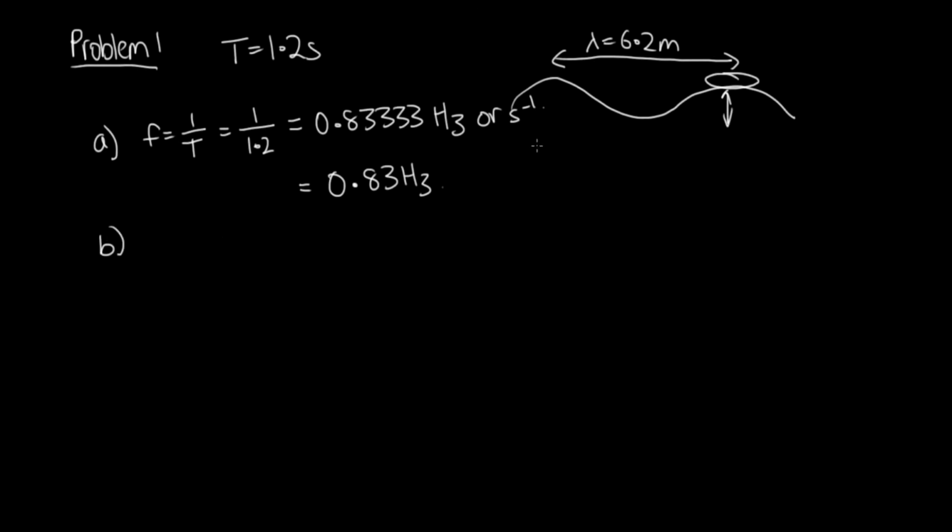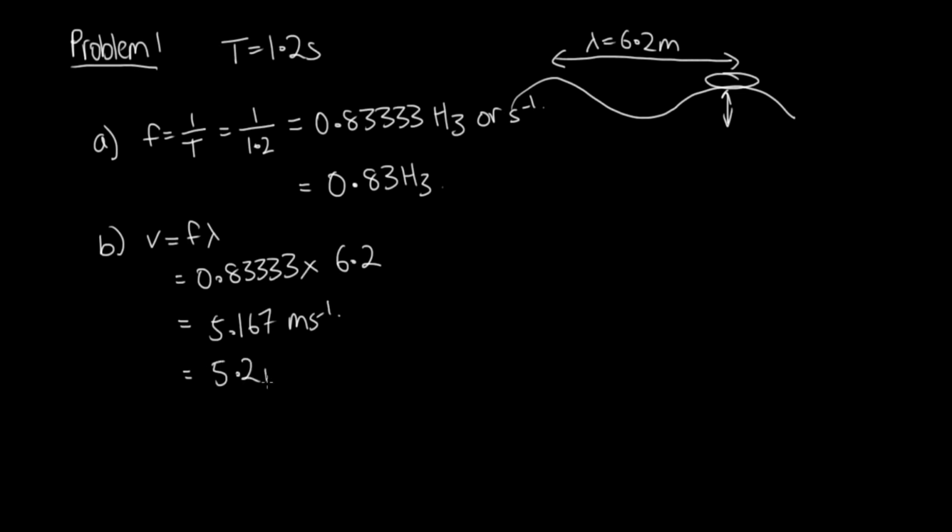Part B says, what is the speed of the wave? In order to answer this one, we're going to need to use our equation v equals f lambda, where f is the frequency and lambda is the wavelength. We've got the frequency, so 0.83333 times the wavelength, which is 6.2 meters, and this gives us a speed of 5.167 meters per second, but we should give our answer to two significant figures, so this is equal to 5.2 meters per second.